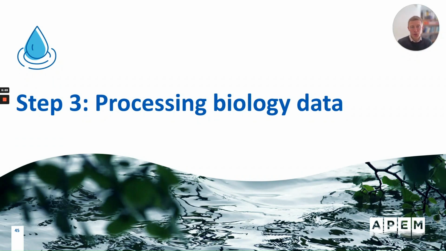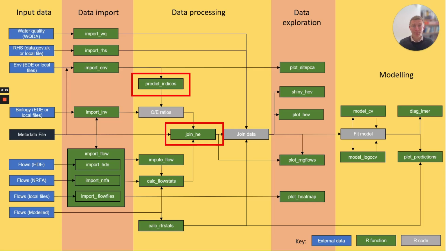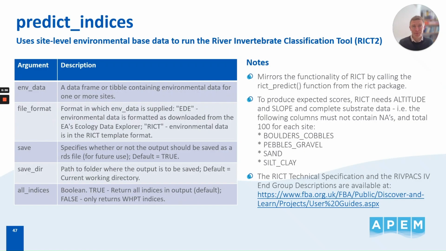In this next tutorial session, we're going to be looking at two further functions from the HE Toolkit that allow us to process our biology sample data into a format that makes it suitable for hydroecological analysis and modelling. Looking at our flowchart, the two functions that we're going to be focusing on here are the predict indices function and the join HE function.